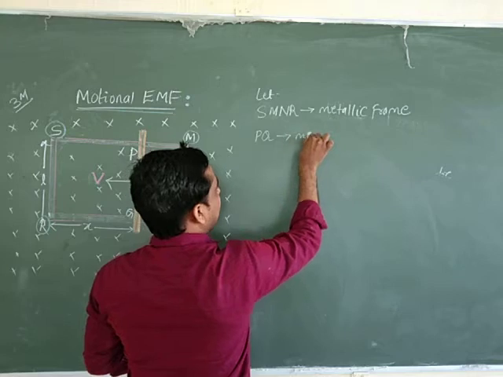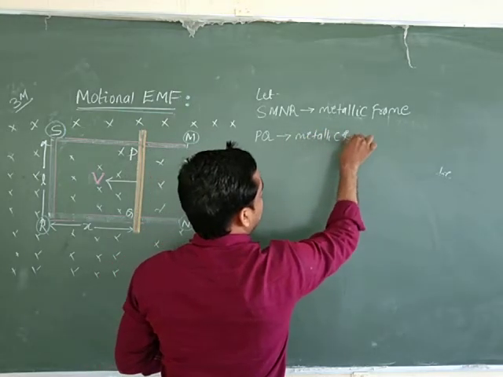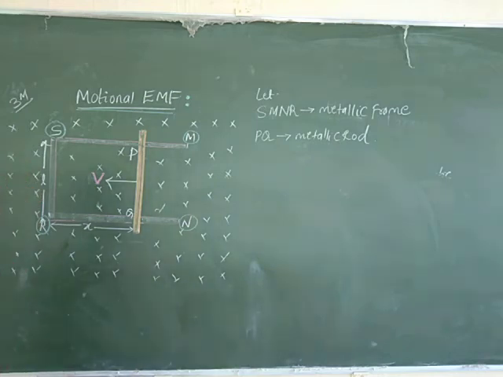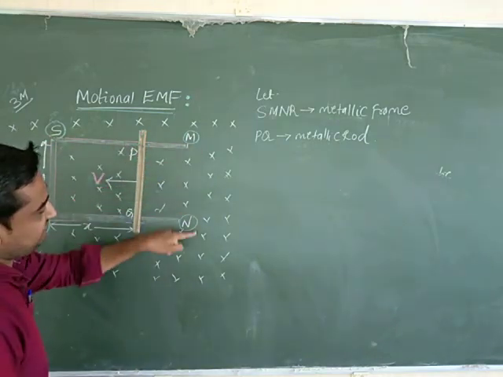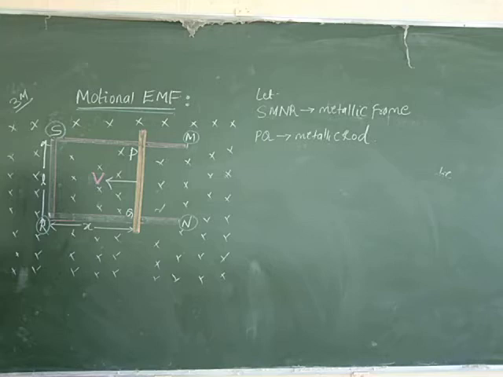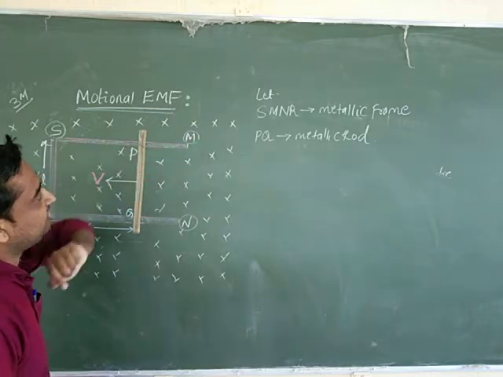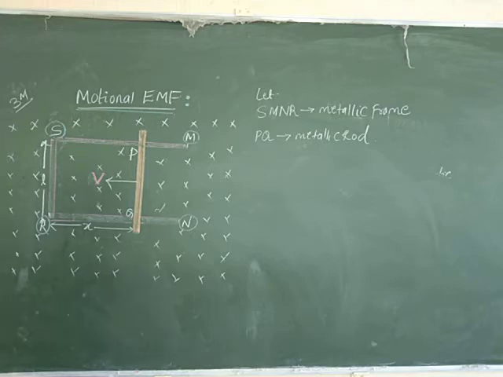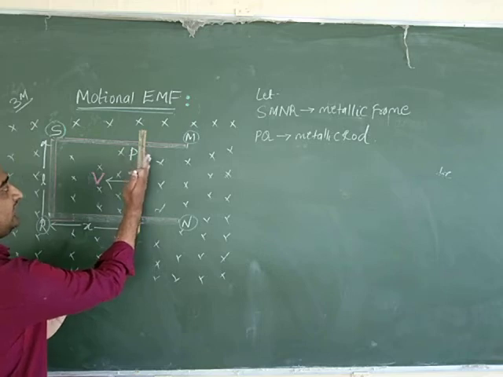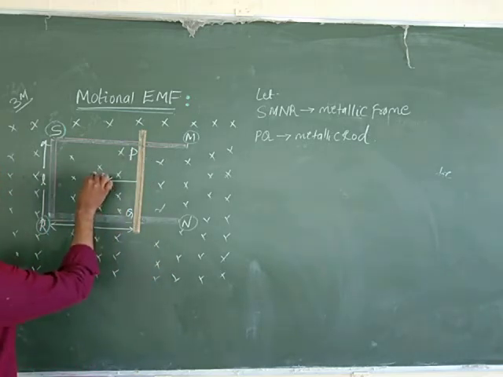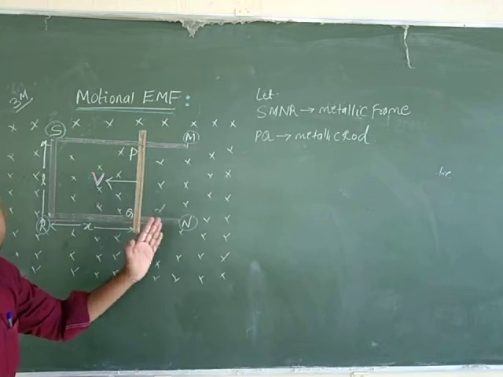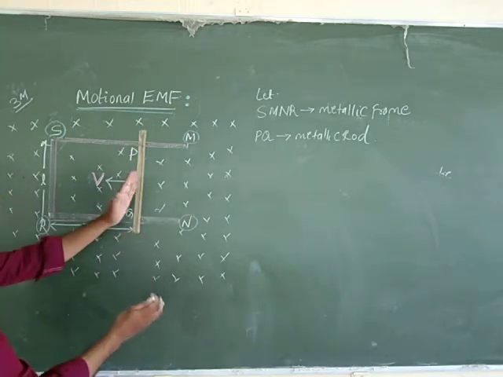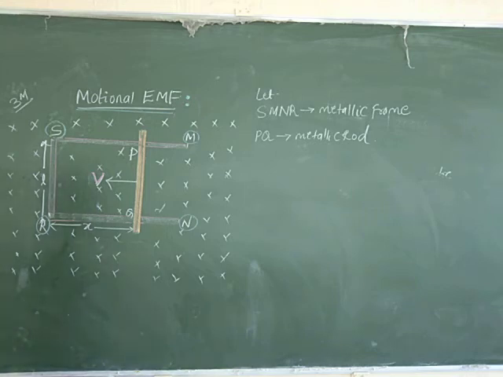PQ is a metallic rod which is placed on the metallic frame SMNR, which can be moved towards the left with a constant velocity v as shown in the figure. PQ is a metallic rod which is moved to the left with velocity v as shown in the figure here.